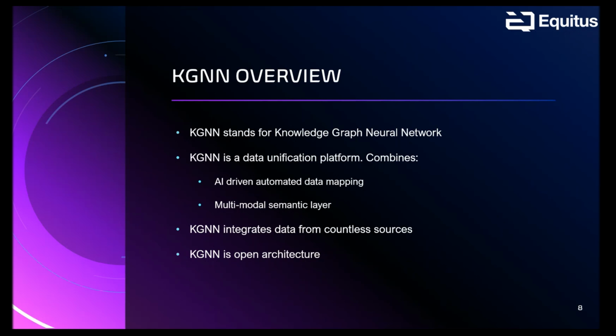So the semantic layer is actually the thing that handles the storage and the querying, the making available of that knowledge graph data once it's been derived by those AI models. We combine those two things together. I'll talk more about this, but that's one of the things that makes KGNN pretty unique.